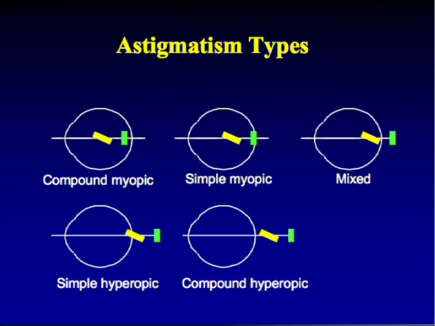What are the different types of astigmatism? Remember I mentioned that you have two focal lines in an astigmatic eye, and depending on where those focal lines are, that's the type of astigmatism that you're working with. So it can be compound myopic, simple myopic. Compound myopic is if both focal lines are in front. Compound hyperopic is if both are behind. Mixed is if one focal line's in front and one's behind. And then you have the rare case of simple myopic or hyperopic where one of the focal lines actually falls on the retina.